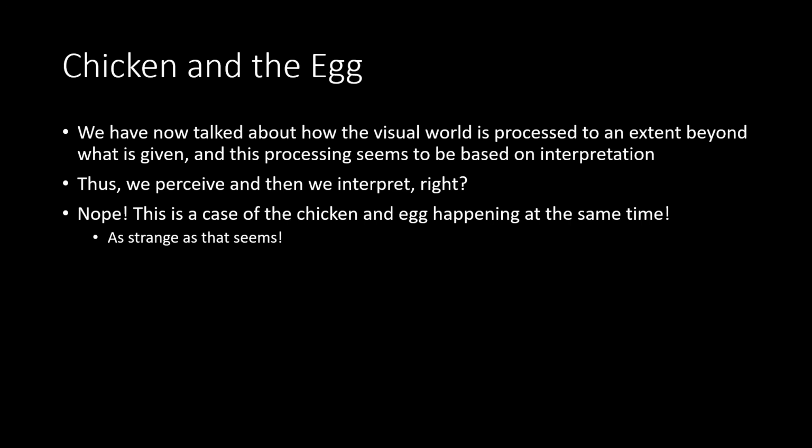So, looking at this, and you'll probably catch on pretty quickly, seeing as how we've talked about parallel processing so much, we have talked about how the brain is able to infer extra information beyond just the stimulus that is given, and so we're likely to first perceive the world and then interpret it in some way that allows us to add that information. But that would be incorrect. This would be, if you wanted to think about it like this, the case of a chicken and an egg happening at the same time.